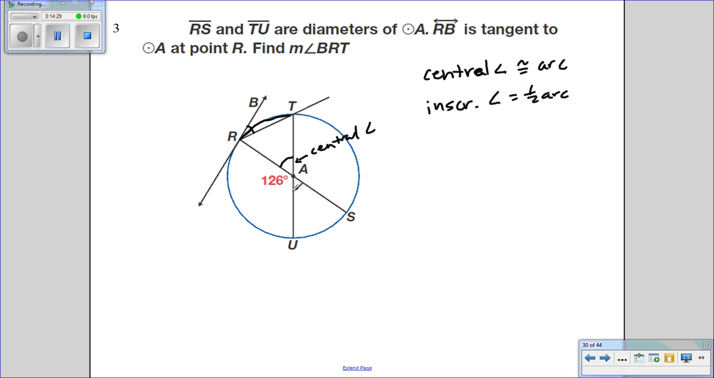So how do I get that angle? Well, I know this angle is 126. This angle and the angle I'm looking for, that central angle, are supplementary. So the central angle I'm looking for is simply 180 minus 126. If we calculate that out, this angle here is 54 degrees. So that angle is 54, which means this arc is 54, because again, central angles are congruent to the arc. So now the angle I'm looking for is simply half of 54. If I cut that in half, we get the angle we're looking for, which is 27 degrees.